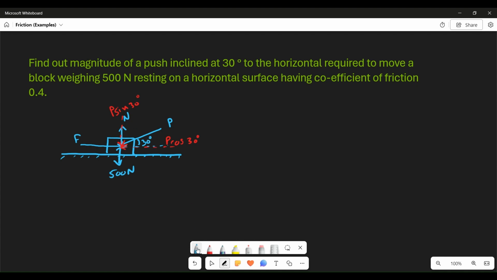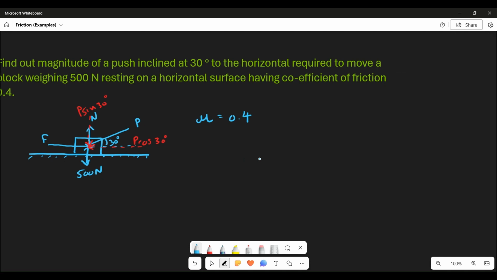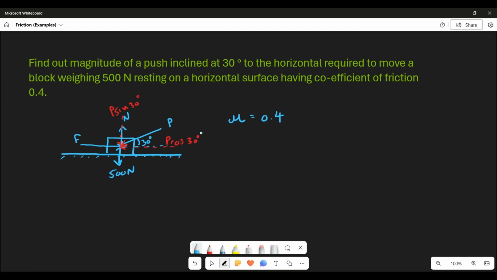Okay. And other thing given here is coefficient of friction is given as 0.4. So that is your mu. Coefficient of friction is mu, that is given as 0.4. So let us start solving this. First you will resolve forces parallel to the plane. Okay. First resolve forces parallel to the plane.